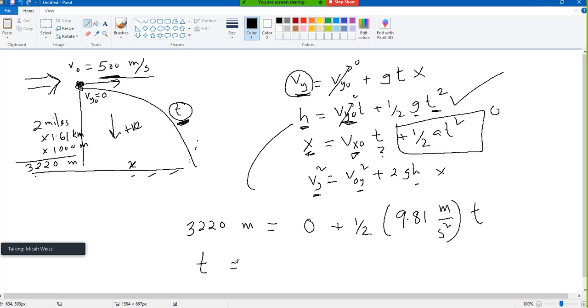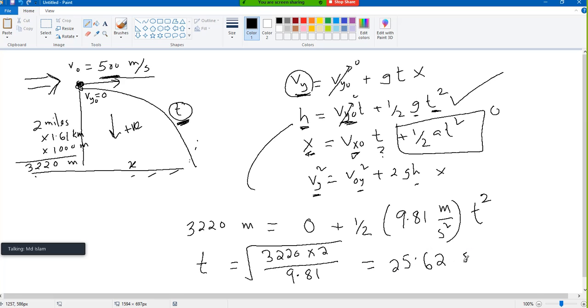I think it's T squared. Oh yes, T square. Thank you, thank you. T square. That means this will be 3. Oh, that means somebody is actually following. Square root. I got 25.6. After 25.6 seconds, the bomb will reach the ground.